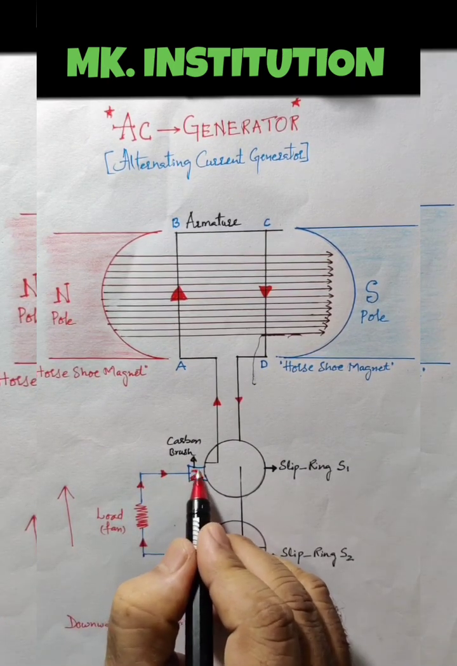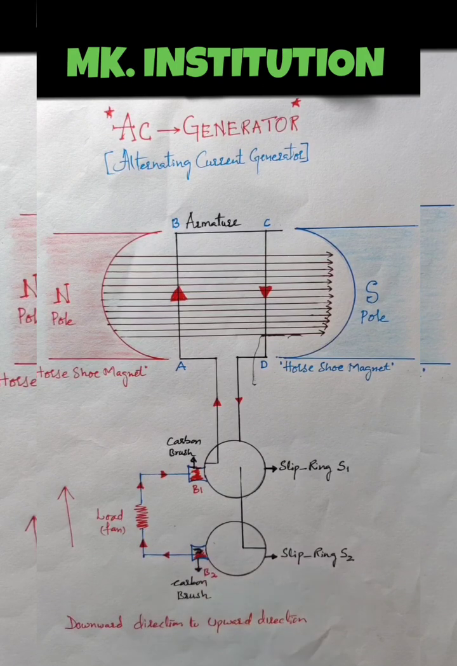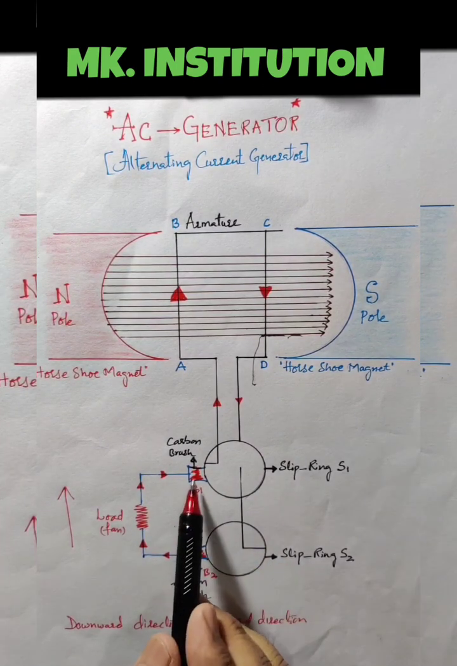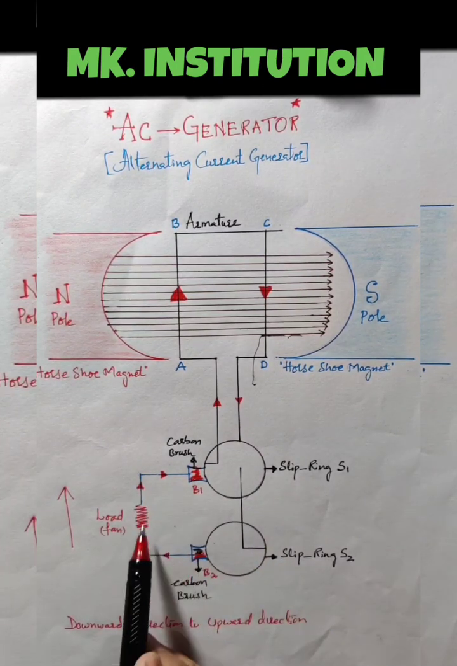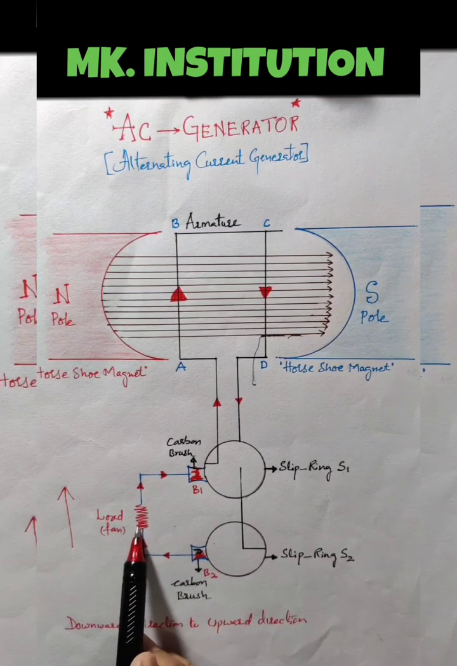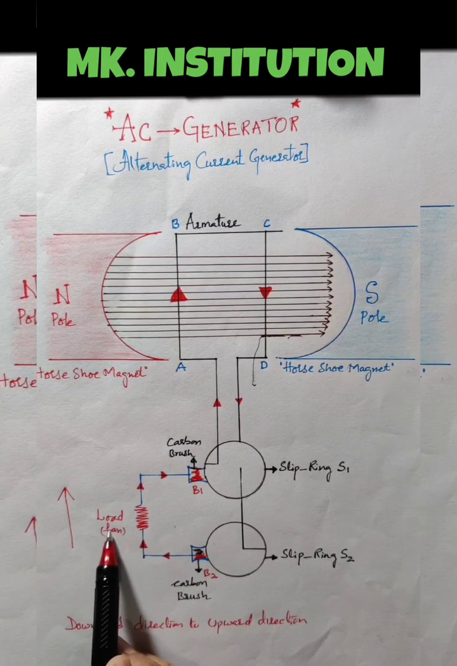Two carbon brushes. And here this is the resistance. This is the wire, and this is the resistance here, nothing but a load, a fan. Here the fan is there.